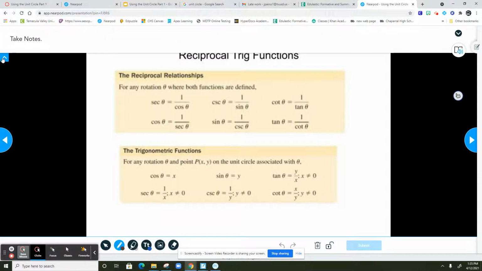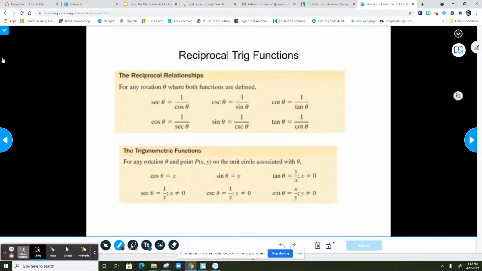All right, here's for your notes. So when I asked a few weeks ago how many people have ever heard of secant, cosecant, and cotangent, only a few people had. So these are called the reciprocal relationships, or reciprocal trig functions, or trig ratios. So here they are.